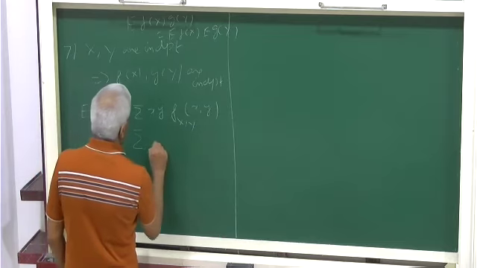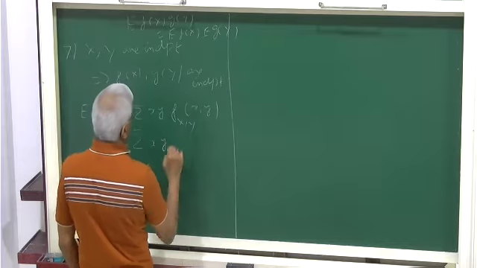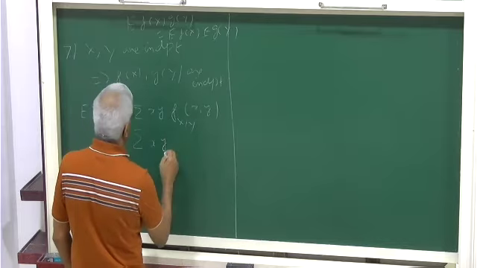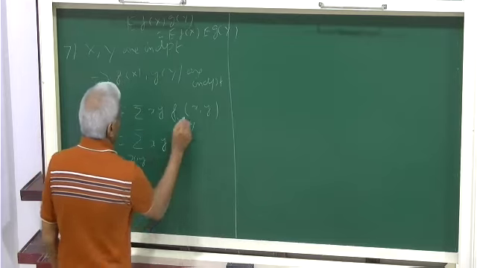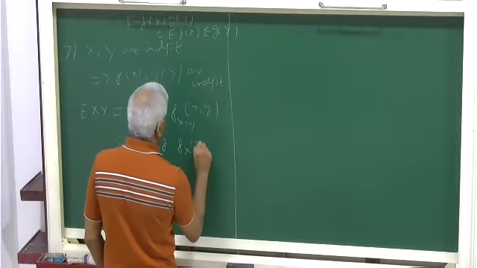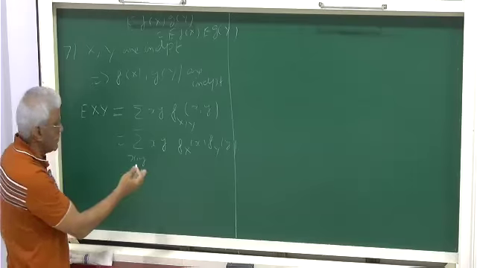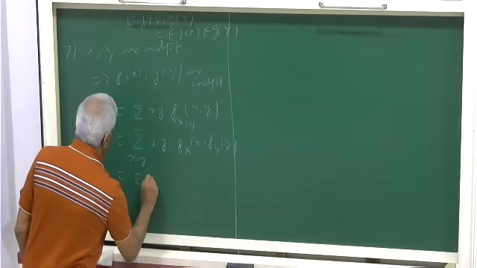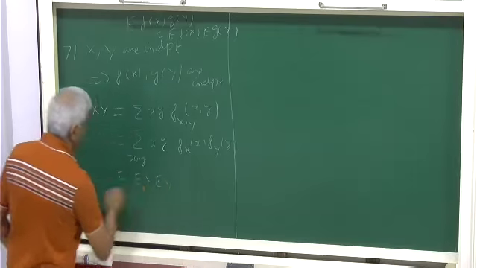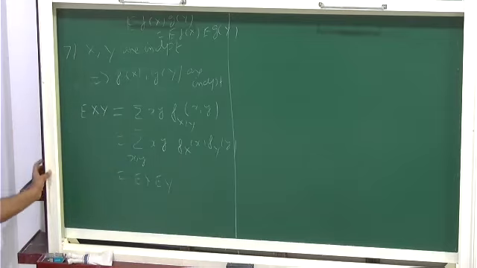So now this is a sum over x and y. This is f of fx of x, fy of y. We know this. Now it follows. Now this is equal to e x, e y. So one way follows. We have to prove the other way.